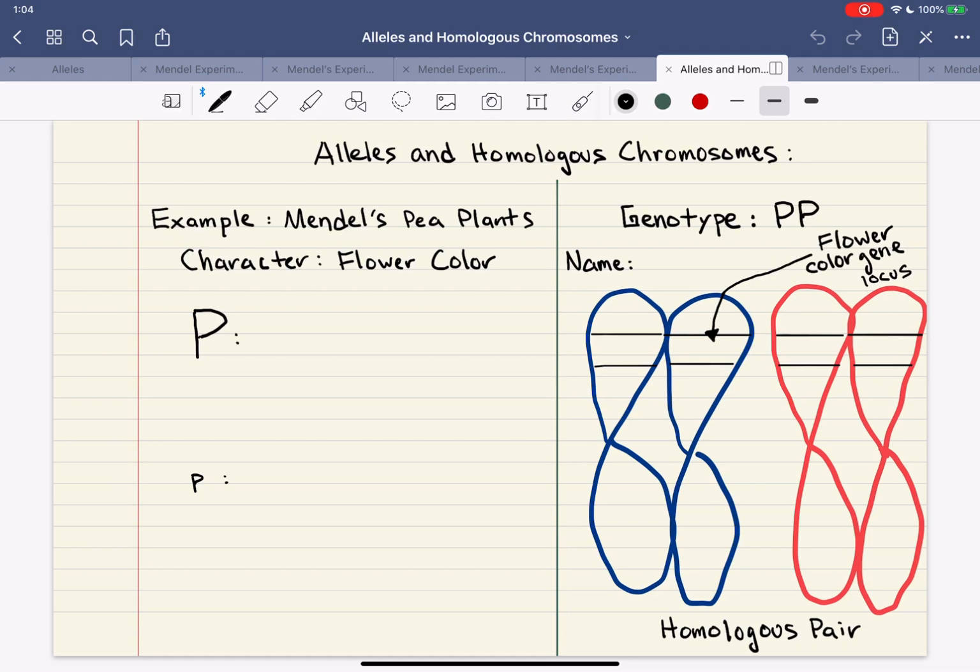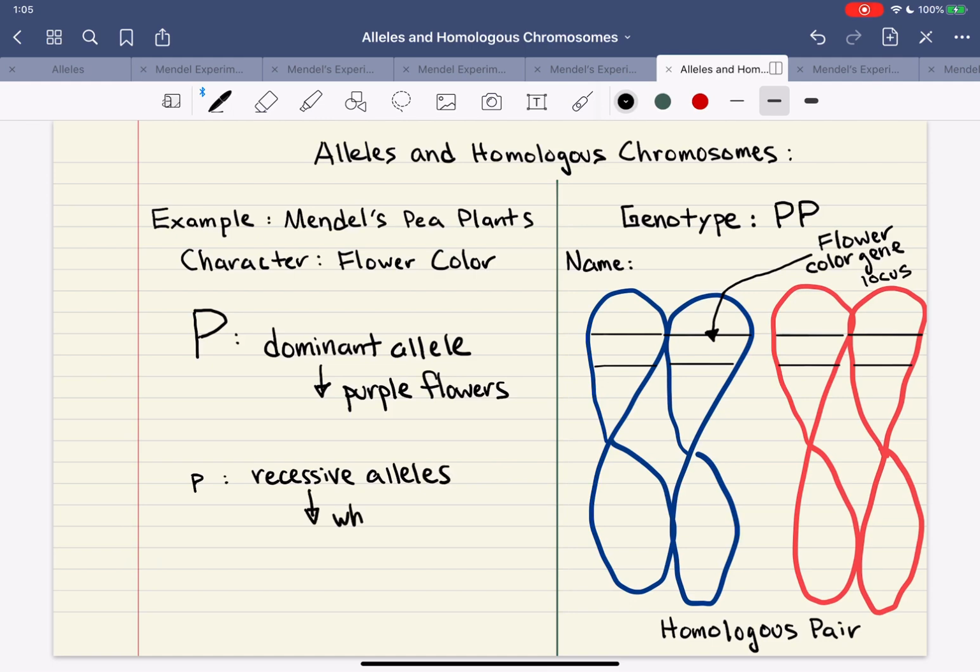We have an uppercase P on the left. What do we call that? That's the dominant allele. Now sticking with our flower color example, this codes for the plant having purple flowers. The lowercase letter allele is the recessive. If you have 2 copies of it, you will have white flowers.